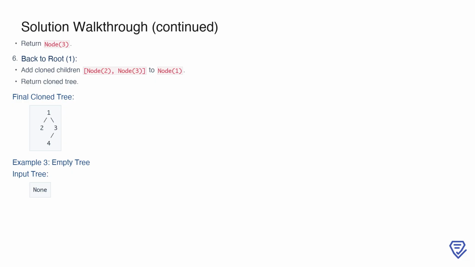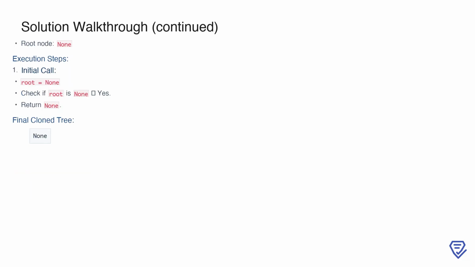Lastly, let's briefly consider how the function handles an empty tree. In example 3, the input tree is none, meaning there is no tree to clone. On the initial call, the root node is none. The function immediately checks whether the root is none, and since this condition is true, it simply returns none. The final clone tree is also none, as there was no input tree to begin with.